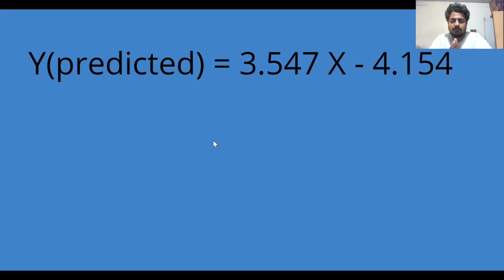Now coming to the constant, which is your minus 4.154, which is the y-intercept of the graph. It is the point where the graph intersects the y-axis when x is 0. So what it means is that, theoretically, even if there is a country which does not give any hourly wage to its employees, a Big Mac would sell there at a rate of minus 4.154. So that is the interpretation of the y-intercept here.